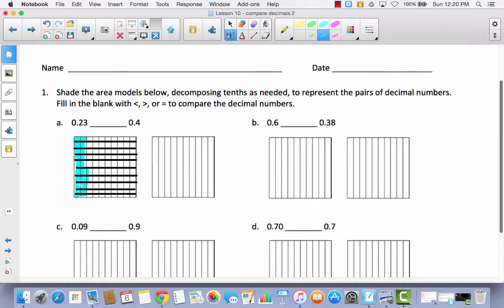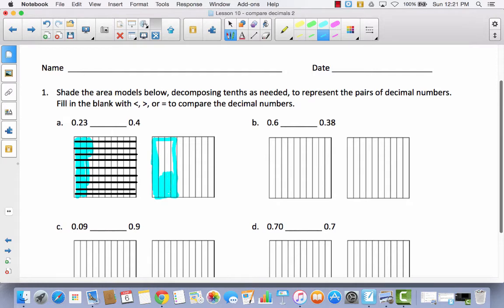And then I'm going to shade 3 more, so this would be 23 hundredths. And then let's shade 4 tenths of the other model. So do we have to decompose this? No, we do not. So we've got 10, 20, 30, 40. So we're going to shade 4 of these 10s to make 40, or 4 tenths. And then we're going to compare.